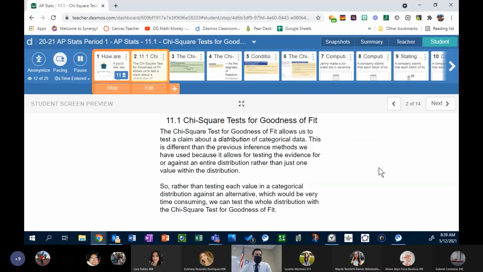All right, so first, what is our chi-square test for goodness of fit? The chi-square test for goodness of fit allows us to test a claim about a distribution of categorical data. This is different than the previous inference methods we have used because it allows for testing the evidence for or against an entire distribution rather than just one value within the distribution. So rather than testing each value in a categorical distribution against an alternative, which would be very time consuming, we can test the whole distribution with the chi-square test for goodness of fit. So that's the big idea here.